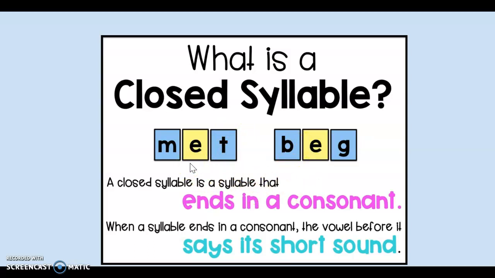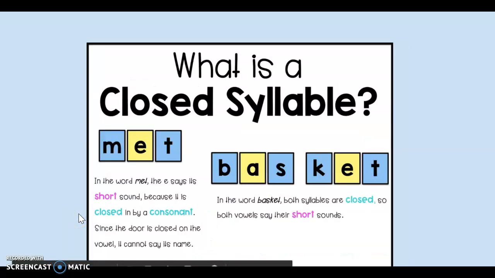So if you didn't know this word, you would be able to decode it because you would know that it's a closed syllable. Let's look at a harder word. Two syllables, basket. In the word basket, both syllables are closed, so both vowel sounds say their short sounds. B, as, k, et. We see the S and the T, so they're both closed in by a consonant, which means both of these vowel sounds are short, a and e.